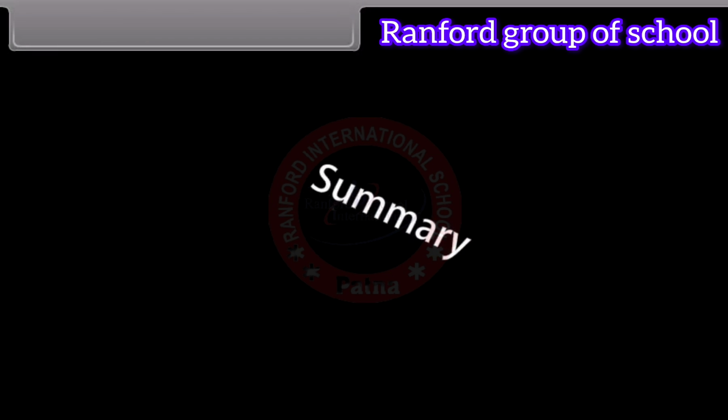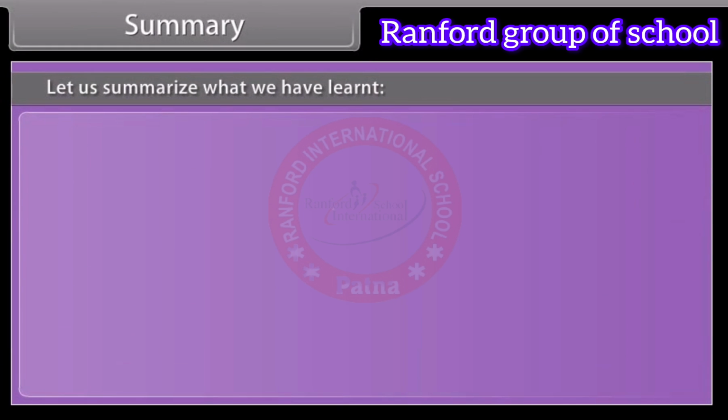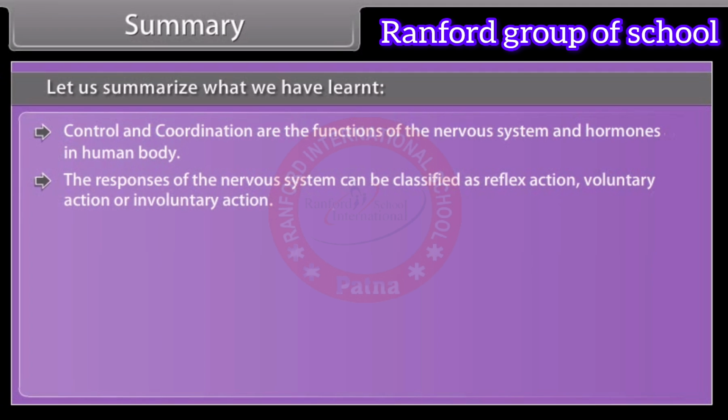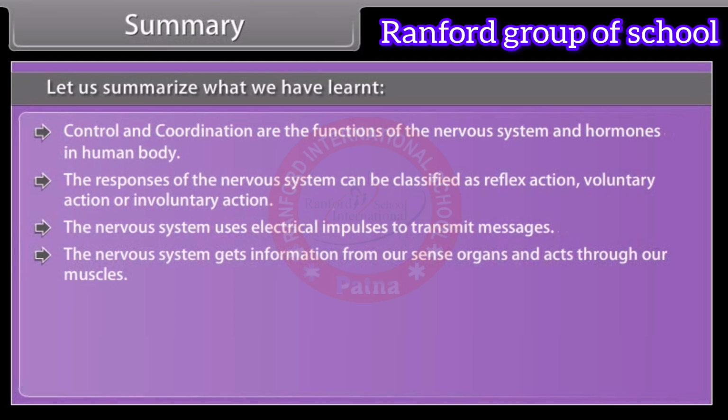Summary. Let us summarize what we have learned. Control and coordination are the functions of the nervous system and hormones in human body. The responses of the nervous system can be classified as reflex action, voluntary action, or involuntary action. The nervous system uses electrical impulses to transmit messages. The nervous system gets information from our sense organs and acts through our muscles.